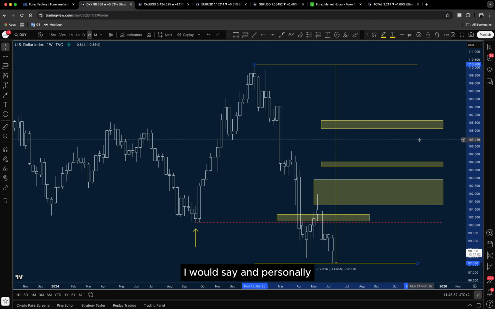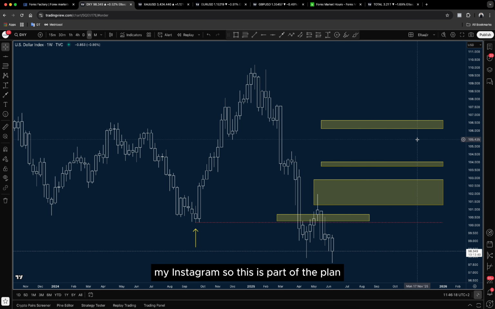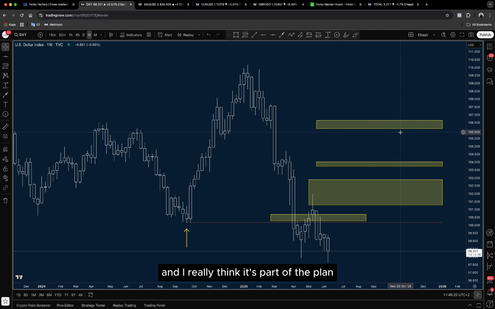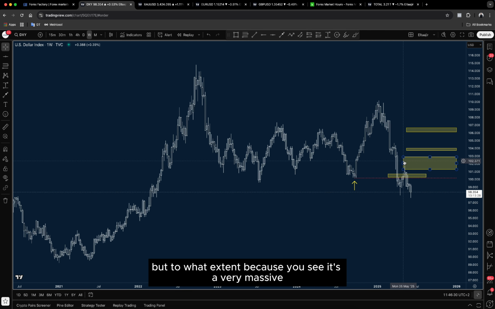I would say, personally, that this is planned because Trump wants to weaken the US dollar, because for him that's better and it helps the US in different areas when it comes to import, export, etc. I did talk about that in more detail on my Instagram. So this is part of the plan, and I would say it is working so far. But to what extent? Because you see, it's very massive.